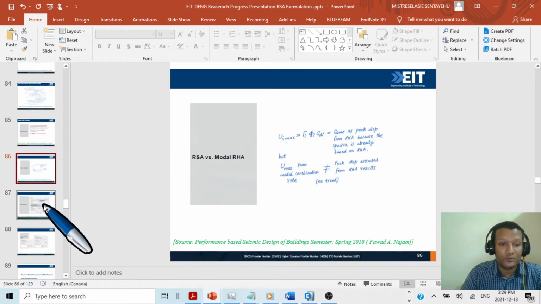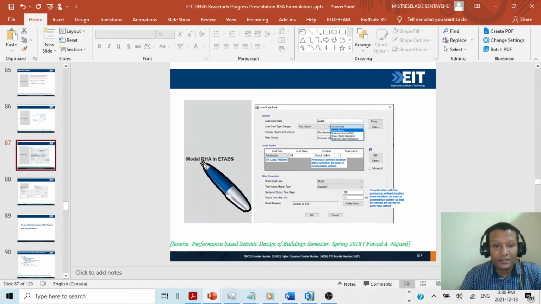We cannot do that. Once we get the response for shear, moment, or whatever global responses from mode 1, mode 2, mode 3, mode 4, we have to SRSS them: mode 1 contribution, mode 2 contribution, mode 3 contribution. We cannot directly add up. That is what it says.